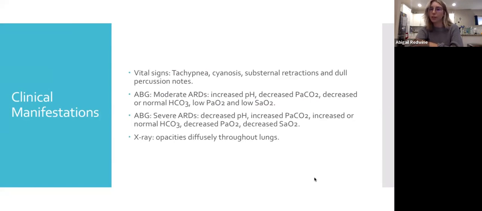And for an X-ray, you will see opacities diffusely throughout the lungs. And then in the lungs for X-rays as well, for more severe ARDS, the denser the lungs become, the wider the X-ray will show.